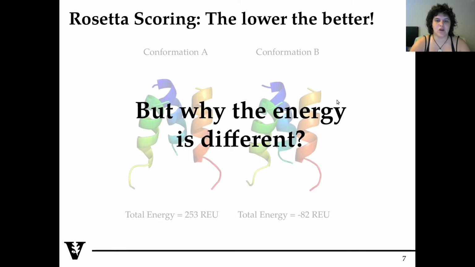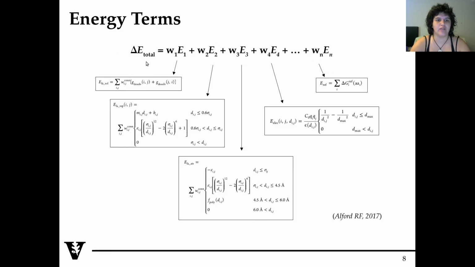The question is why the energy is different, so what changes? To understand this, we have to go back to our definition, where we say that the total energy is the weighted sum of energy terms, and we have to describe what the energy terms are.